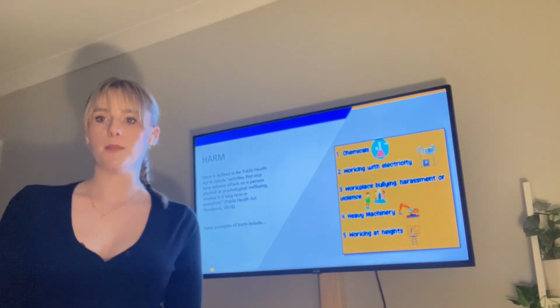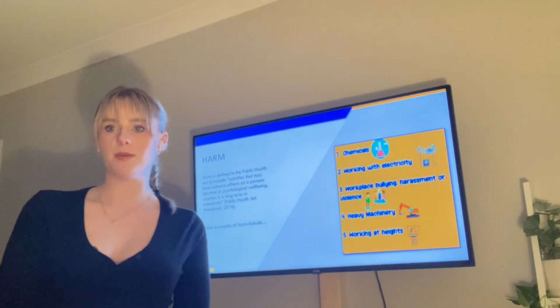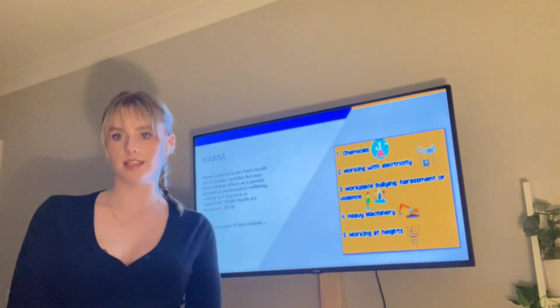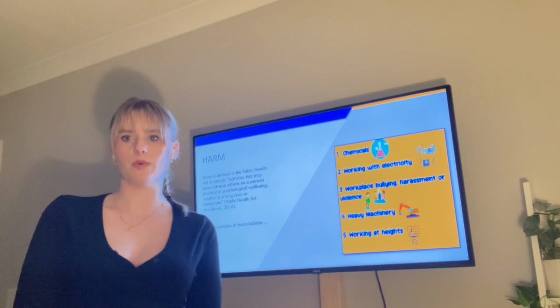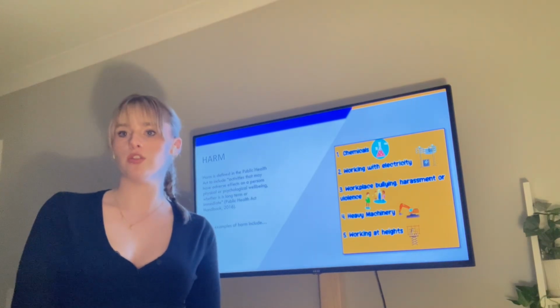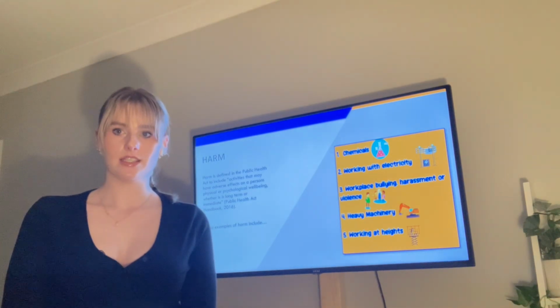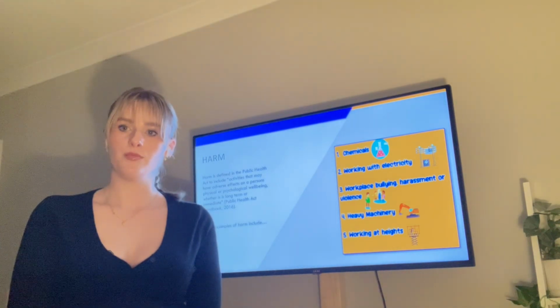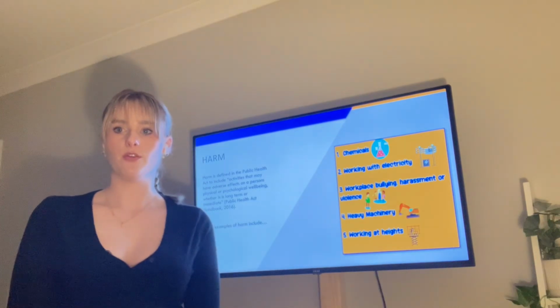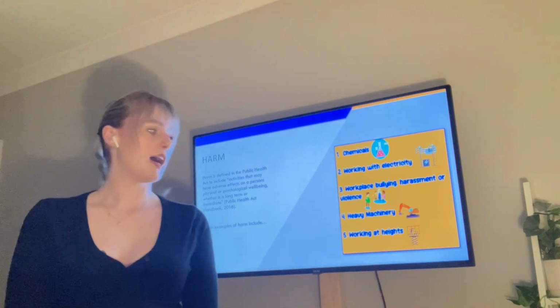Harm is defined in the Public Health Act to include activities that may have adverse impacts and effects on a person's physical or psychological well-being, whether it be long-term or immediate. Some examples of harms include working with chemicals, working with electricity, workplace bullying, harassment or violence, working at heights, and heavy machinery.